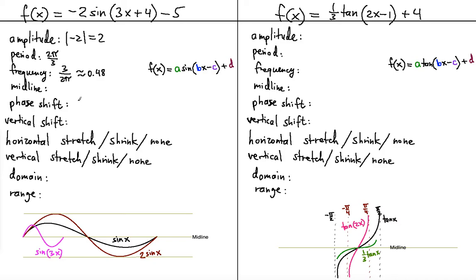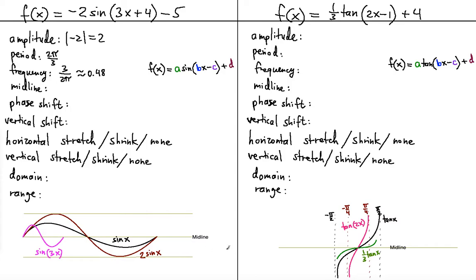Now, the next part is the midline. The midline, like I explained before, is going to be in the middle between the highest point and the lowest point, right? The sine or cosine functions will always oscillate about the midline.